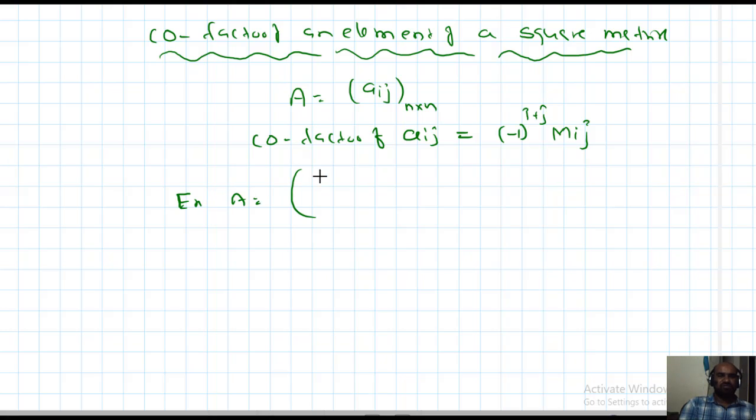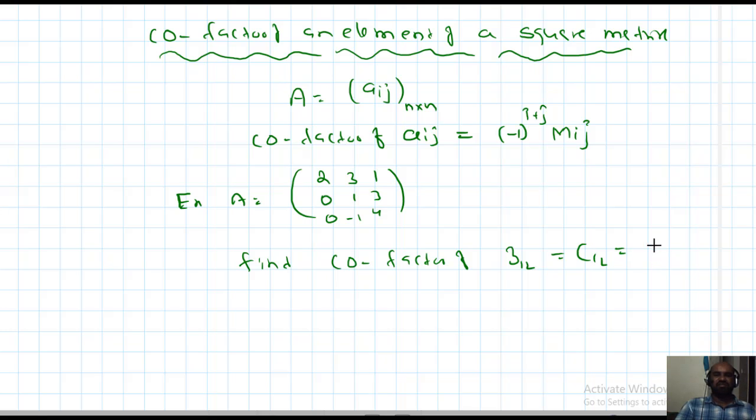A equals 2 3 1, 0 1 3, 0 minus 1 4, given. Find the cofactor of any 3, for example. Which 3? Two 3s are there. Which 3? That is 1 2, or sometimes C12 can be written as cofactor. How to find C12? Minus 1 power 1 plus 2 into M12.